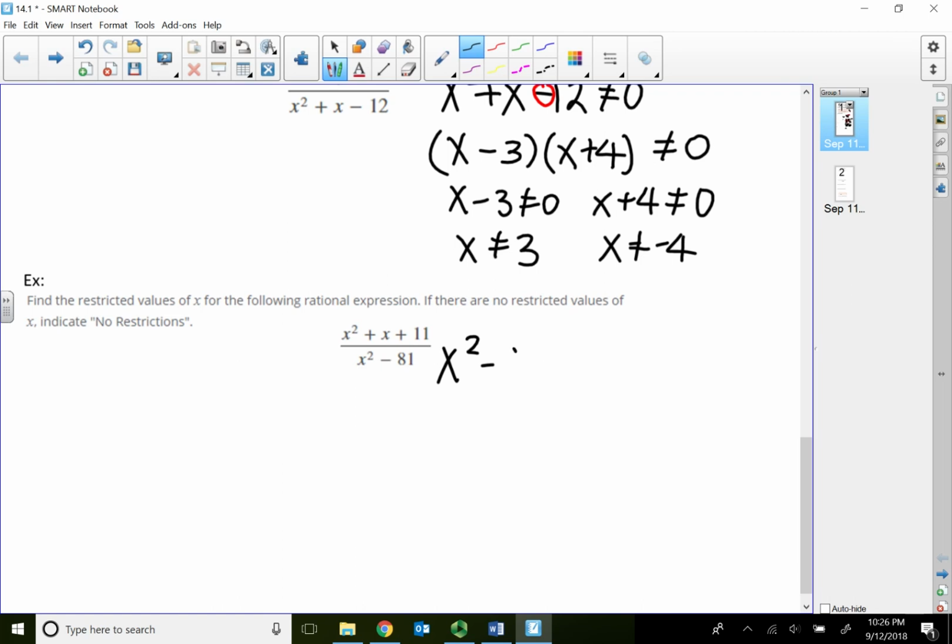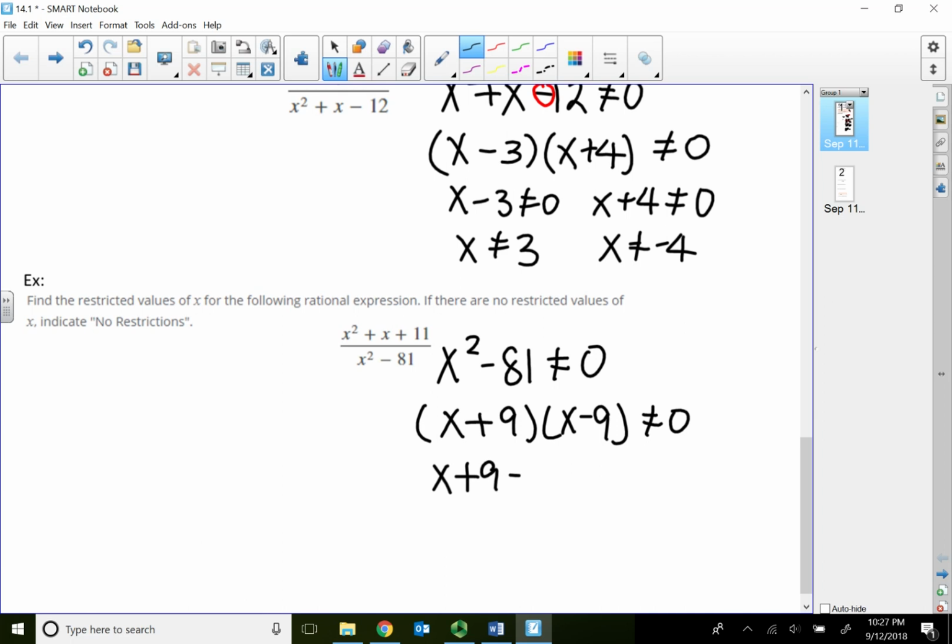x squared minus 81 cannot equal 0, right? If you look at this x squared minus 81, as you can recall, this is a difference of squares. So for a difference of squares, that would just be x plus 9 times x minus 9, not equal to 0. Set each factor containing a variable not equal to 0. So one of my x cannot equal negative 9. Just move the negative 9 over. The other x cannot equal positive 9. So my restrictions will be negative 9 and 9.